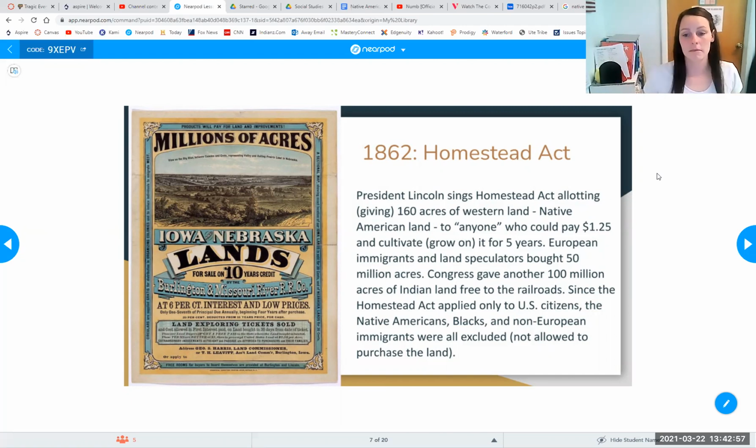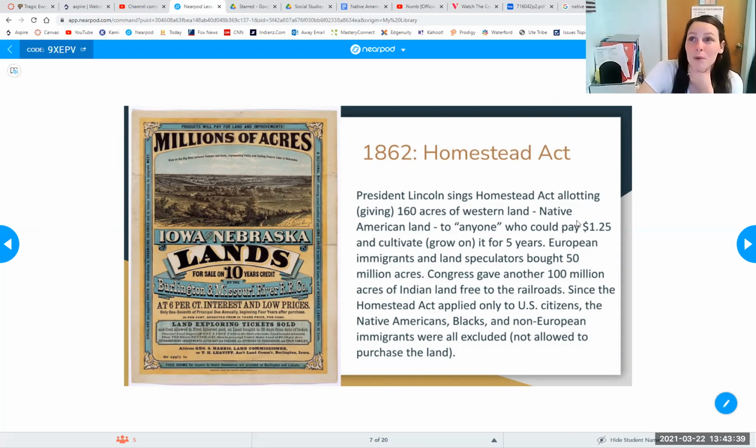So basically, they said anyone who is a citizen could pay $1.25 per acre of Western land if they could grow on it for 5 years. So, I mean, it's super cheap. Like, that is super cheap, right? Of course, inflation, but it still would be incredibly cheap today to sell somebody 160 acres of land for $1.25.